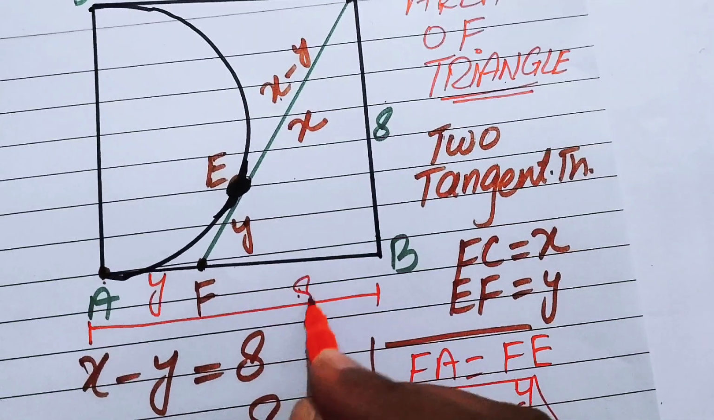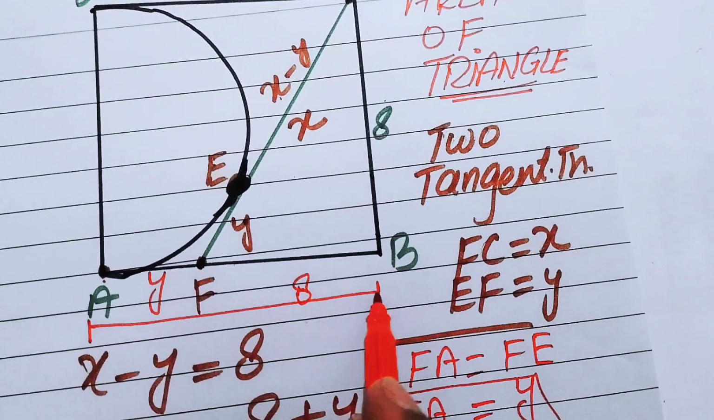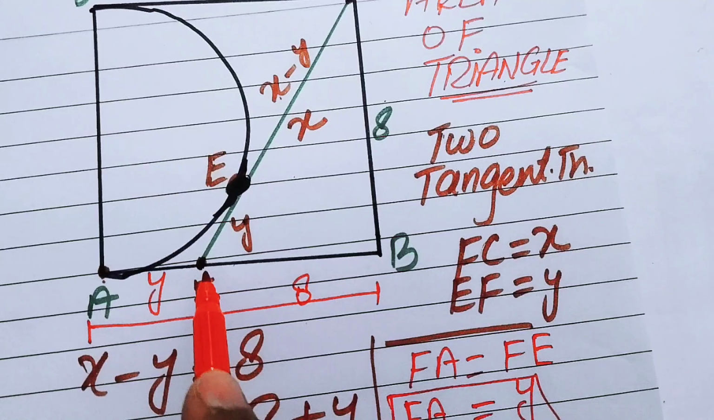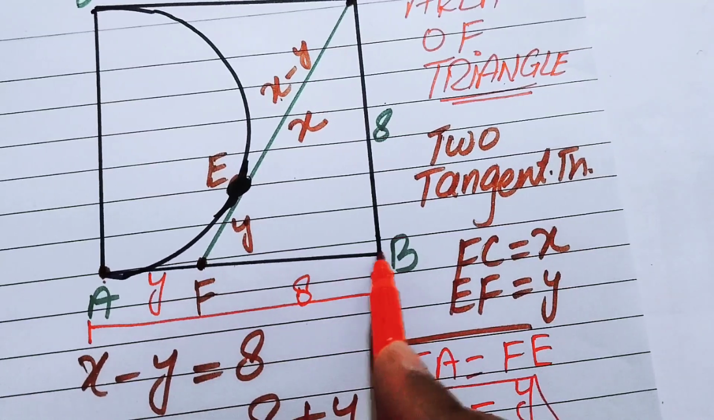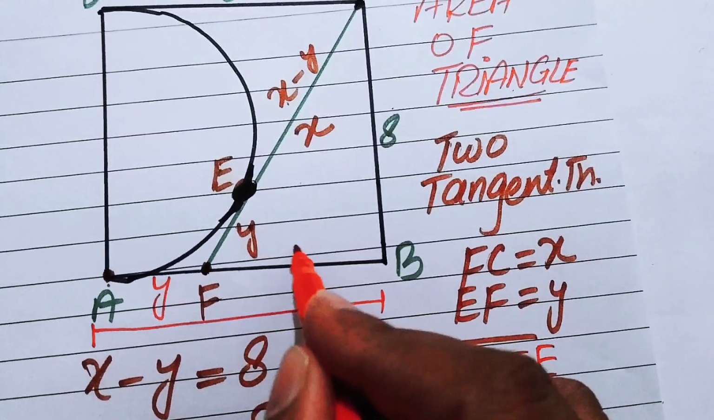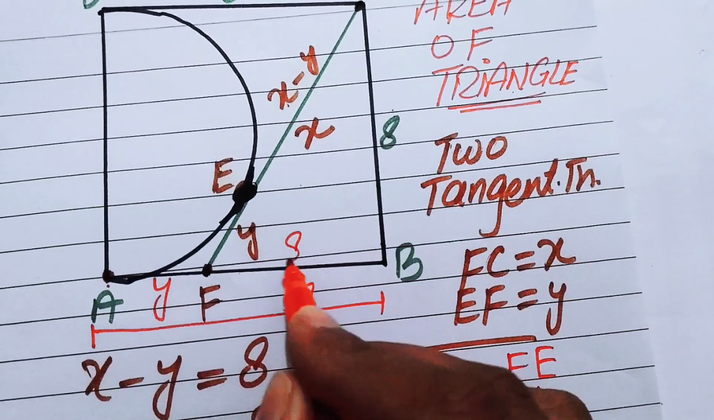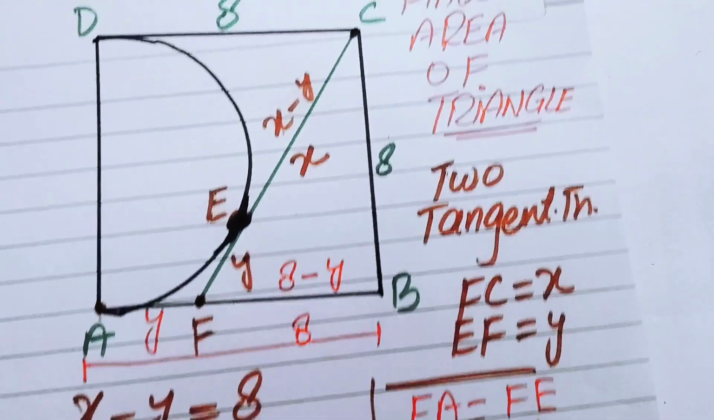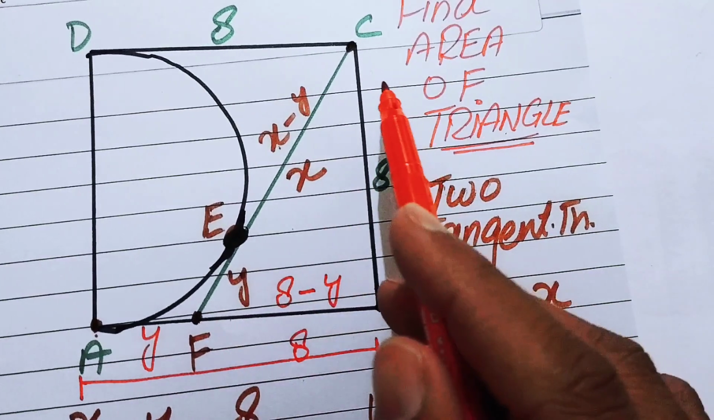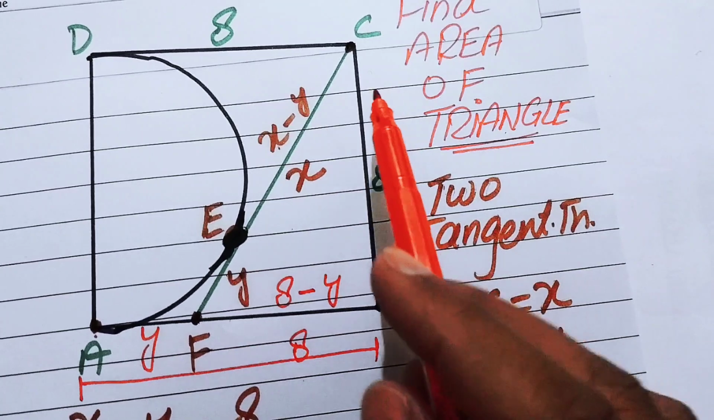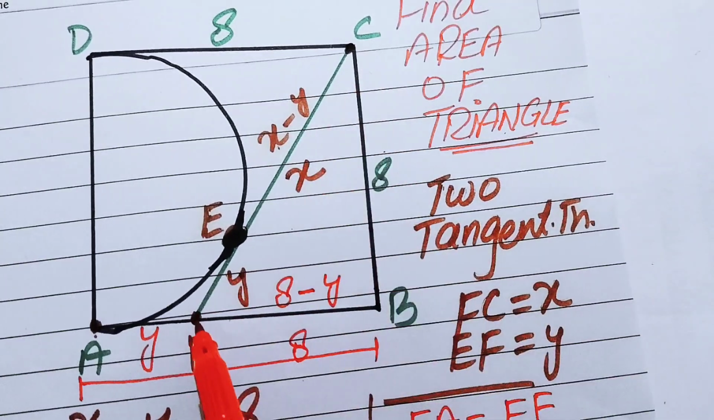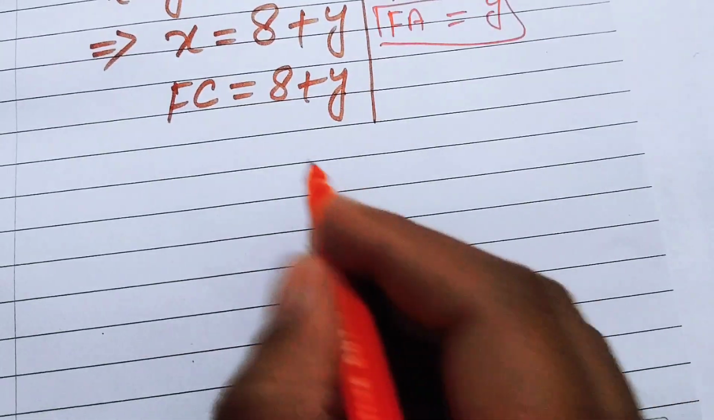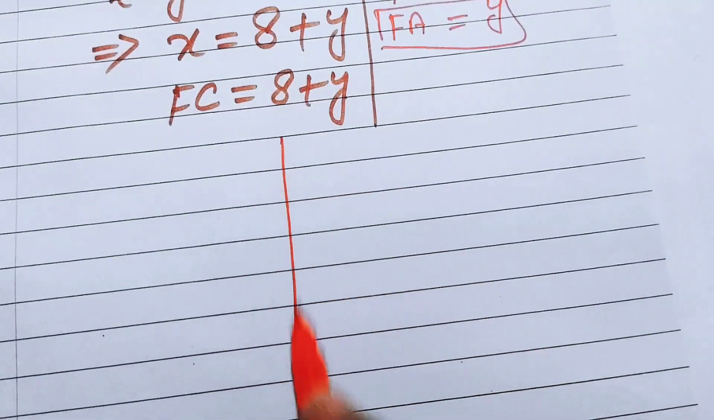So we have the total side length will be 8, but we have the side length of AF is y. So what is the side length of FB? We easily see that this length will be equal to 8 minus y. Now here I draw the right triangle separately. You see here we have the right triangle CFB, and now we draw this triangle CFB here.